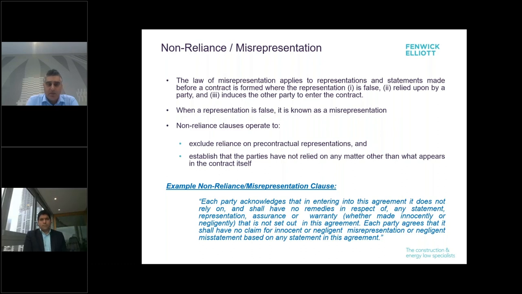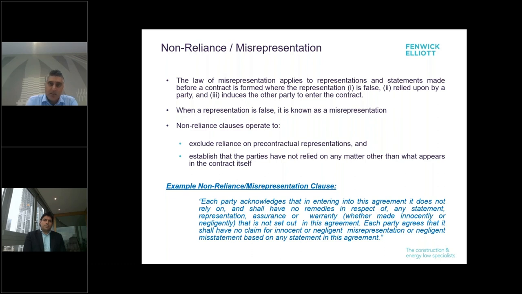Now, I've set out an example of a misrepresentation non-reliance clause on this slide, and effectively what tends to be included in these types of clauses is, one, a no representation statement, where the parties provide that no party to the contract has made any representation during the negotiations or before the contract was entered into. And this provision can be included whether that's factually correct or not. Now, the courts have decided that representations may have been relied upon, but a statement saying that representations haven't been relied upon, whether that's factually correct or not, is enforceable.